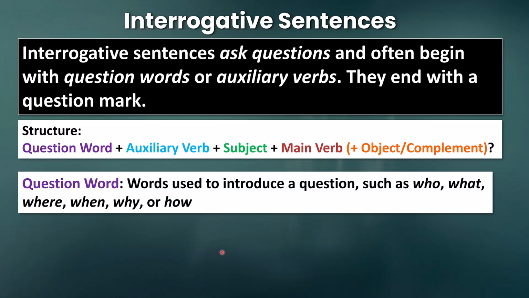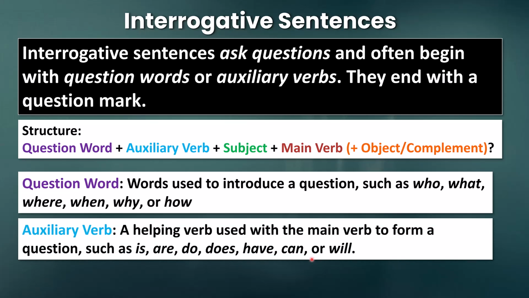So a question word is a word that is used to introduce a question, such as who, what, where, when, why, or how. And auxiliary verbs are helping verbs used with the main verb to form a question, such as is, are, do, does, have, can, or will.